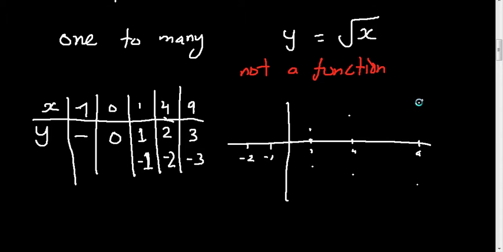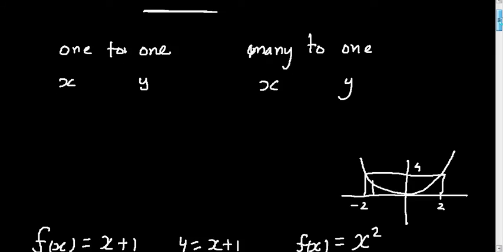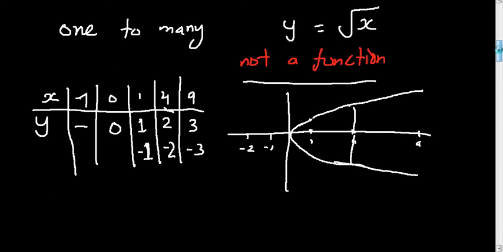So the actual function, well, I can't call it a function because it's a one-to-many relationship. The graph looks like this. This sort of relationship is not a function because you have a one-to-many relationship. Remember that you have to have either a one-to-one or many-to-one situation for it to be defined as a function. Good.